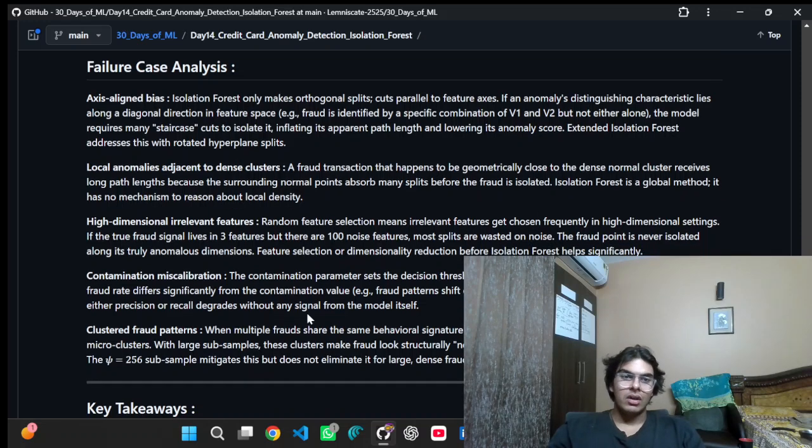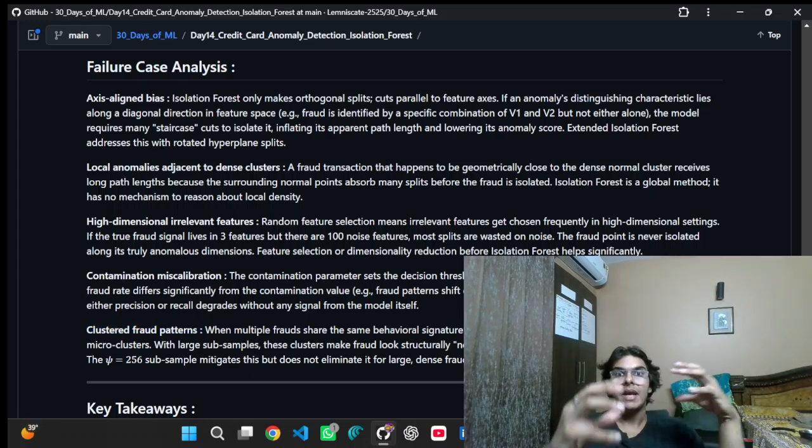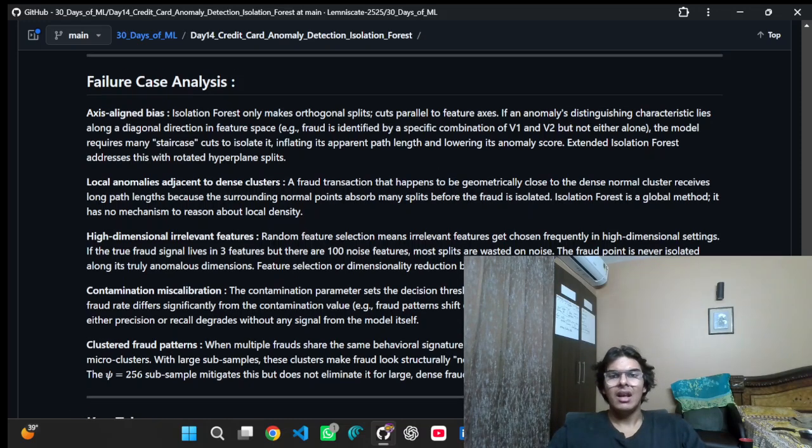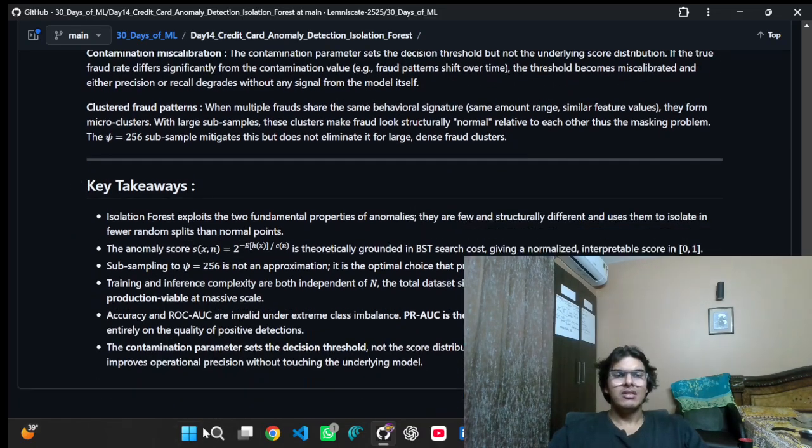Clustered fraud patterns, this is also very important. We again discussed that many fraud values hide with the normal points. Their behavioral patterns are similar to the normal patterns, so they are difficult to identify separately because they form small clusters of their own. So separating them using random splits becomes a big problem. This can be solved in some cases, but this is still a major disadvantage. You can read the rest of them as well. They are pretty self-explanatory. There is no point in repeating these problems. These are the key takeaways.